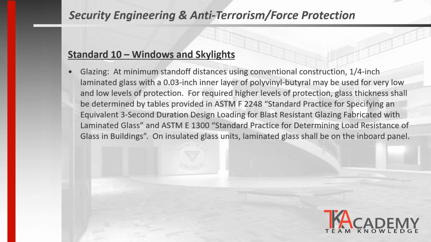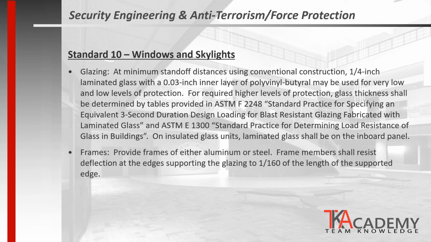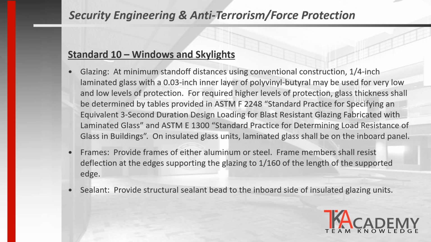When it is an insulated glass unit, the laminated glass must be located on the inboard panel. The window frames must be fabricated of either aluminum or steel. Wooden or vinyl windows are not allowed. If the project is required to meet blast mitigation ratings, the frame members shall resist the deflection of the glass at the edges supporting the glazing. Glazing units are to be installed with frames using structural sealant on the inboard side of the window.